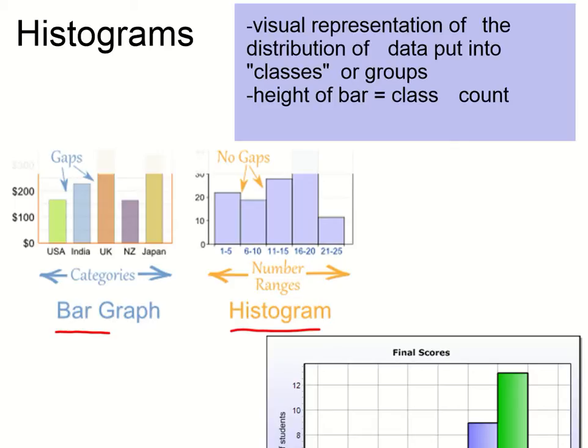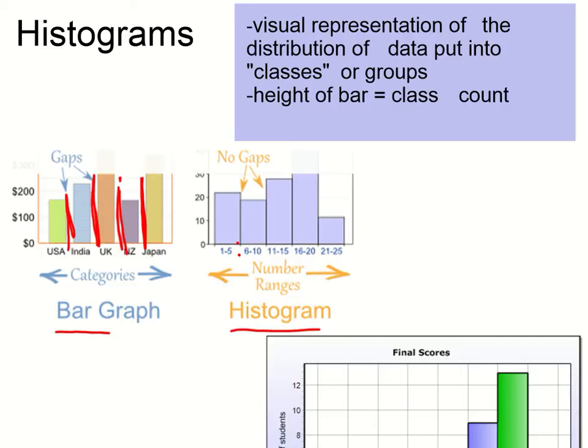The difference is, in a bar graph, we're going to talk about different categories. So we've got US, India, UK, New Zealand, and Japan. And notice that there are always gaps in between these. In a bar graph, you don't put things right next to each other, you leave a space. However, in a histogram, you do put things right next to each other. Here you can see that all of these are touching. There's no gap in between them.